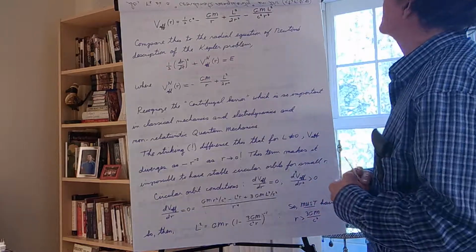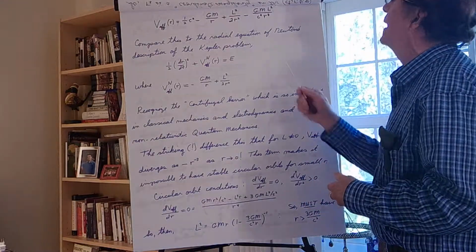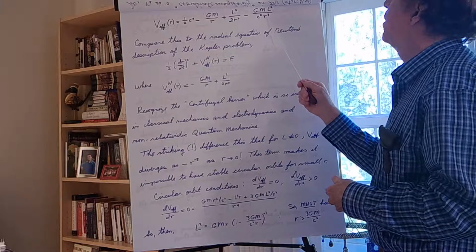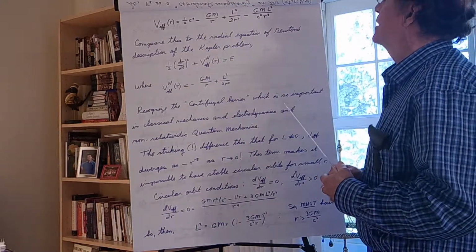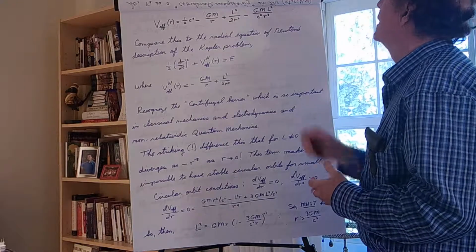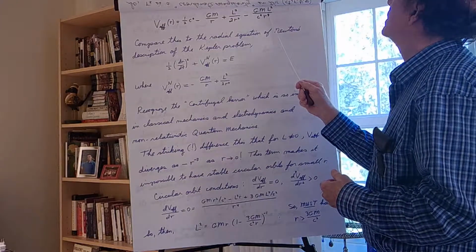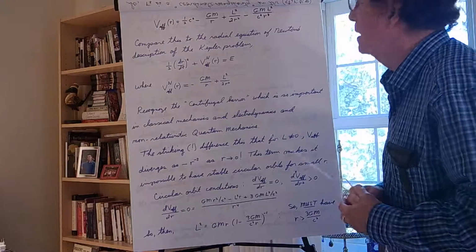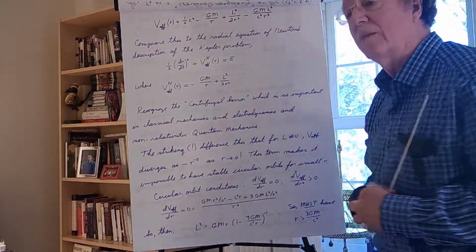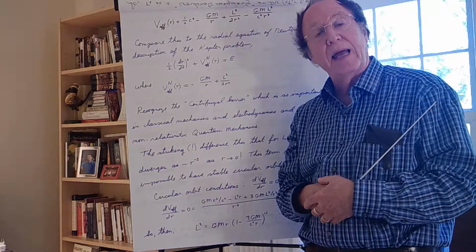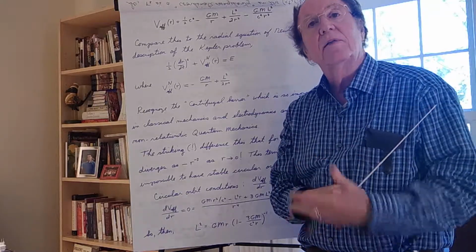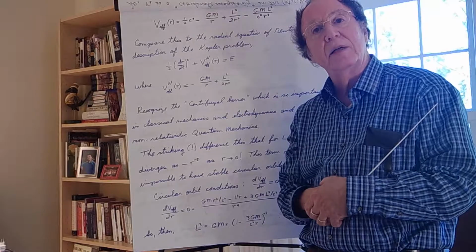And then I get a big surprise. Oh my God, I get a term which is more singular than the centrifugal barrier. It goes like 1 upon R cubed, and it's proportional to the angular momentum squared. And we're going to have to think about that. That's the first deviation from Newtonian mechanics that gives rise to some of the famous effects of relativity.